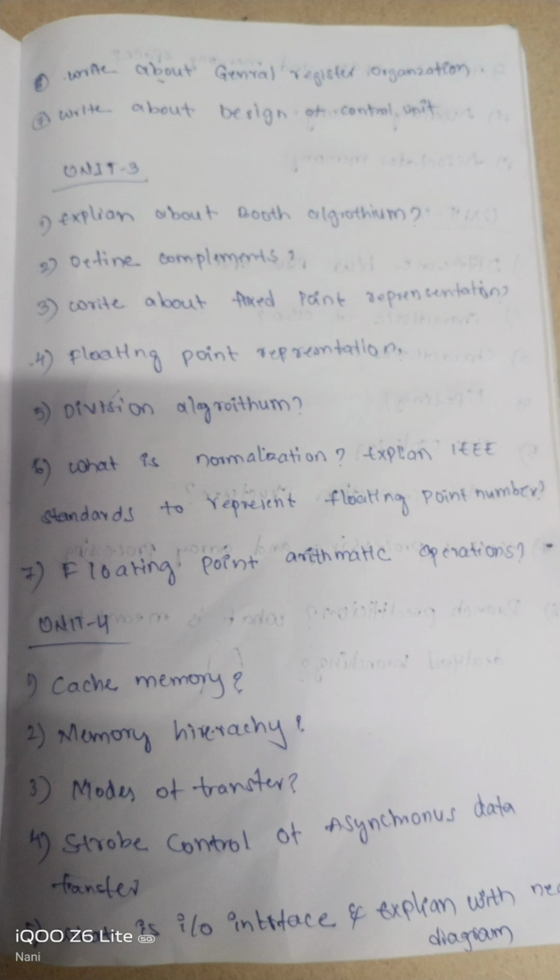Write about the division algorithm. What is the sixth question: what is normalization? It is a very important question. It may come for 1 mark or 2 marks and maybe 5 marks. Explain the IEEE standard to represent floating point numbers. And the seventh question is floating point arithmetic operations. And of these 7 questions, the sixth is what is normalization, and explain the standard to represent floating point numbers.